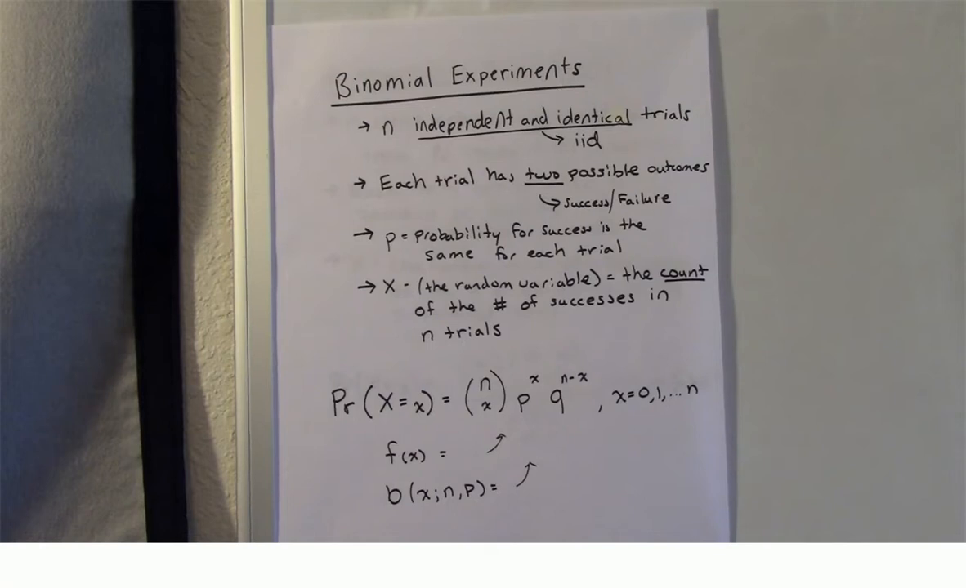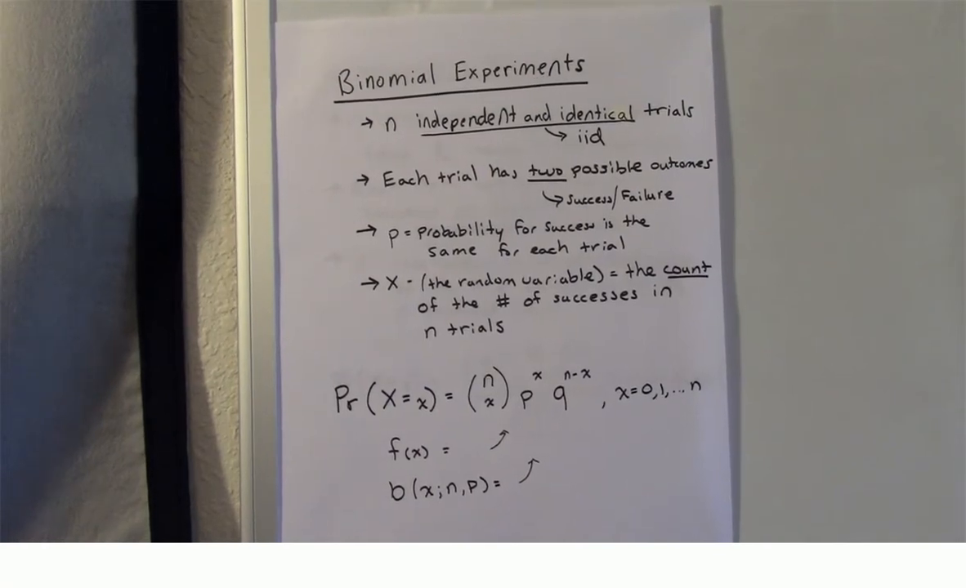All right, so first let me zoom in and look at the criteria for binomial experiments. Very important, you have a set number of trials. In this case we have n trials, and each trial is independent and identical. Next criterion is that there must be two possible outcomes, so every trial has either a success or a failure. Next, the probability of success is the same for each trial, and our random variable is the count of the number of successes.